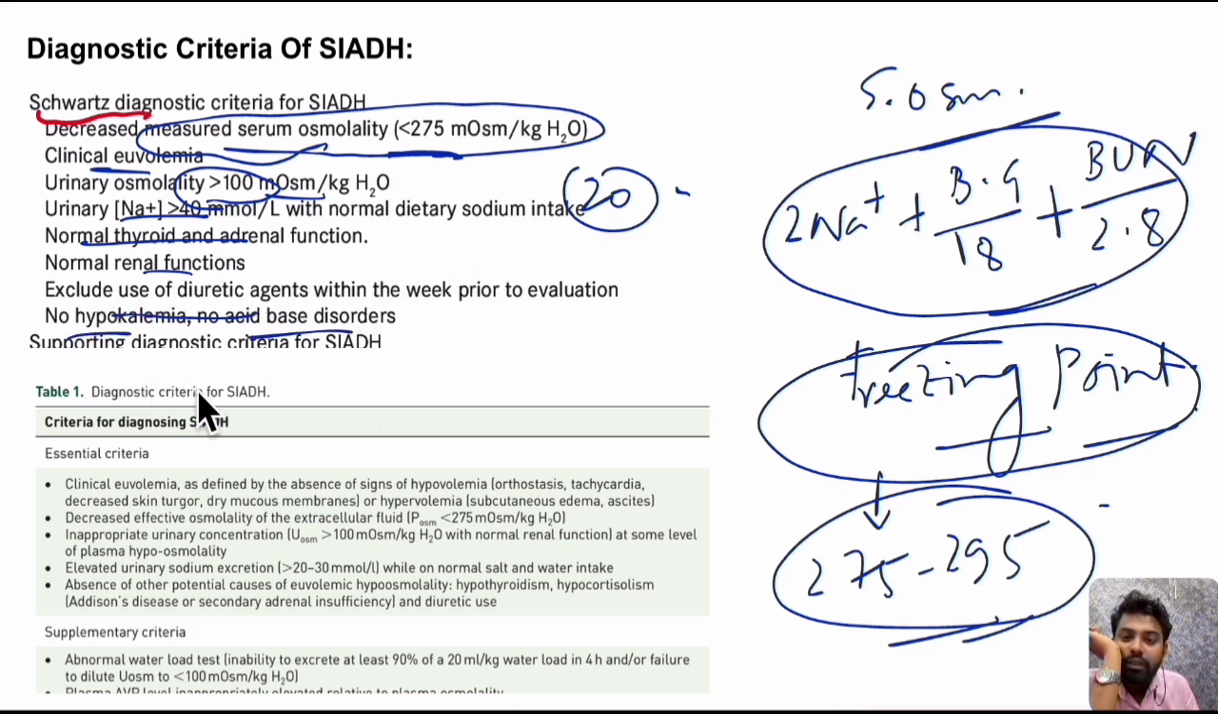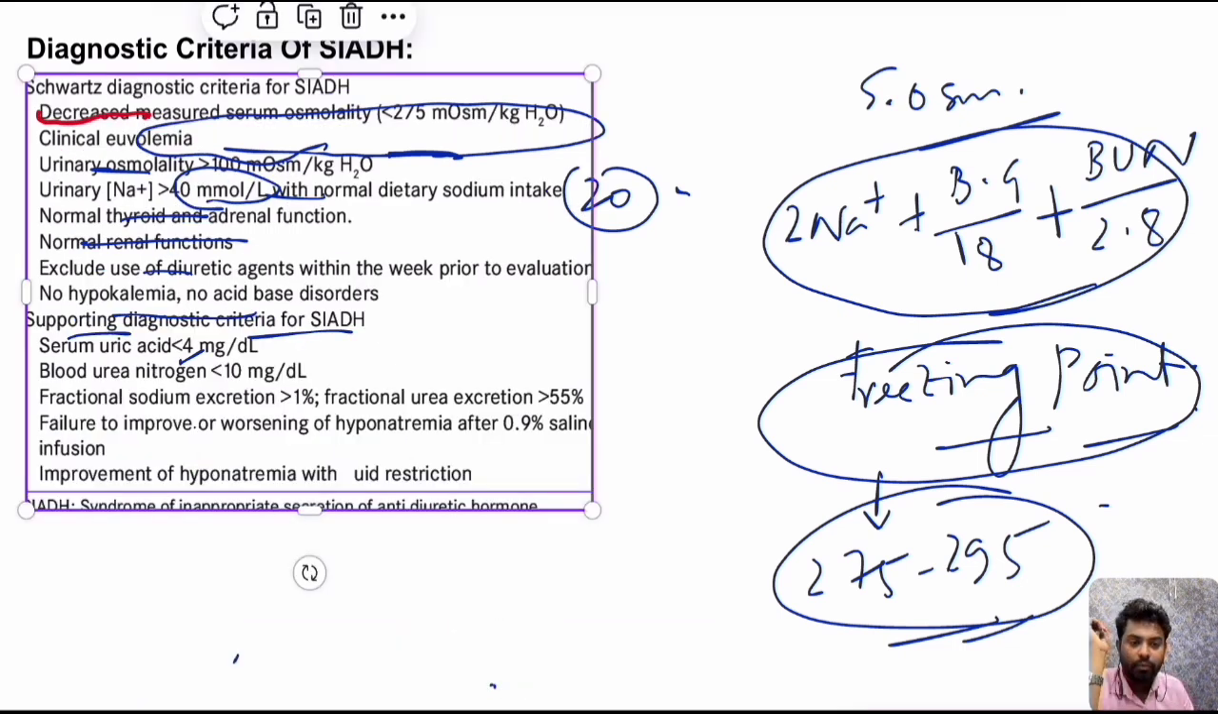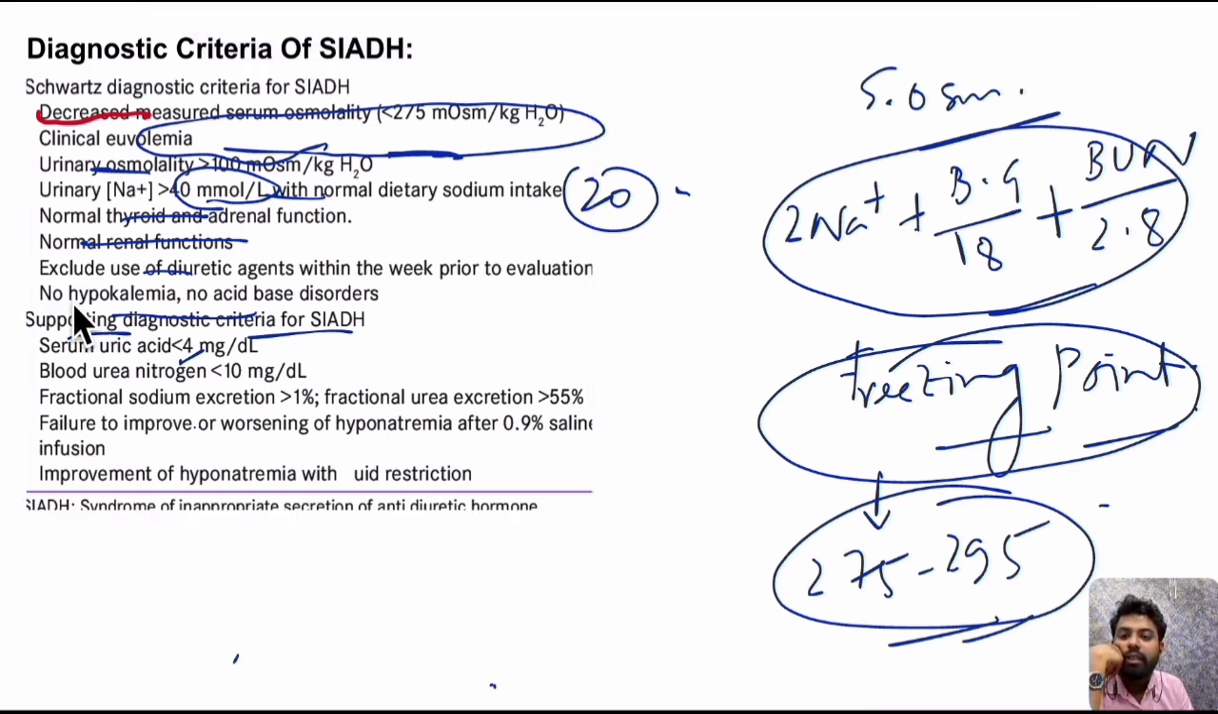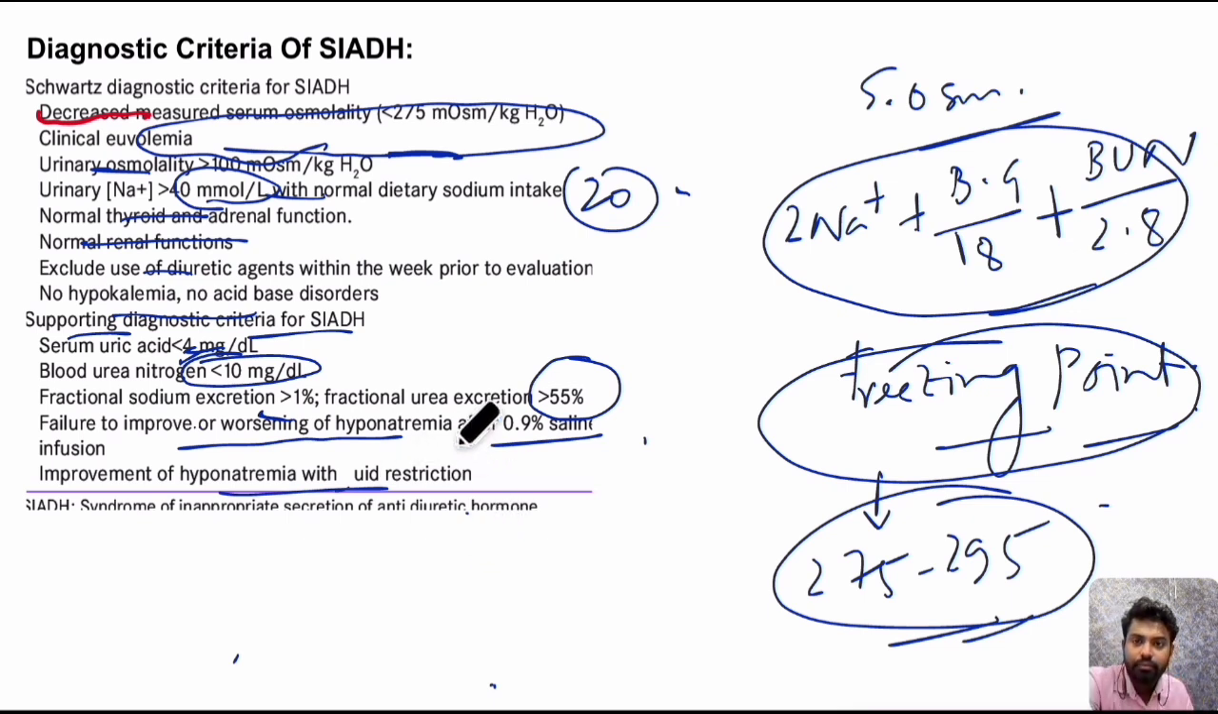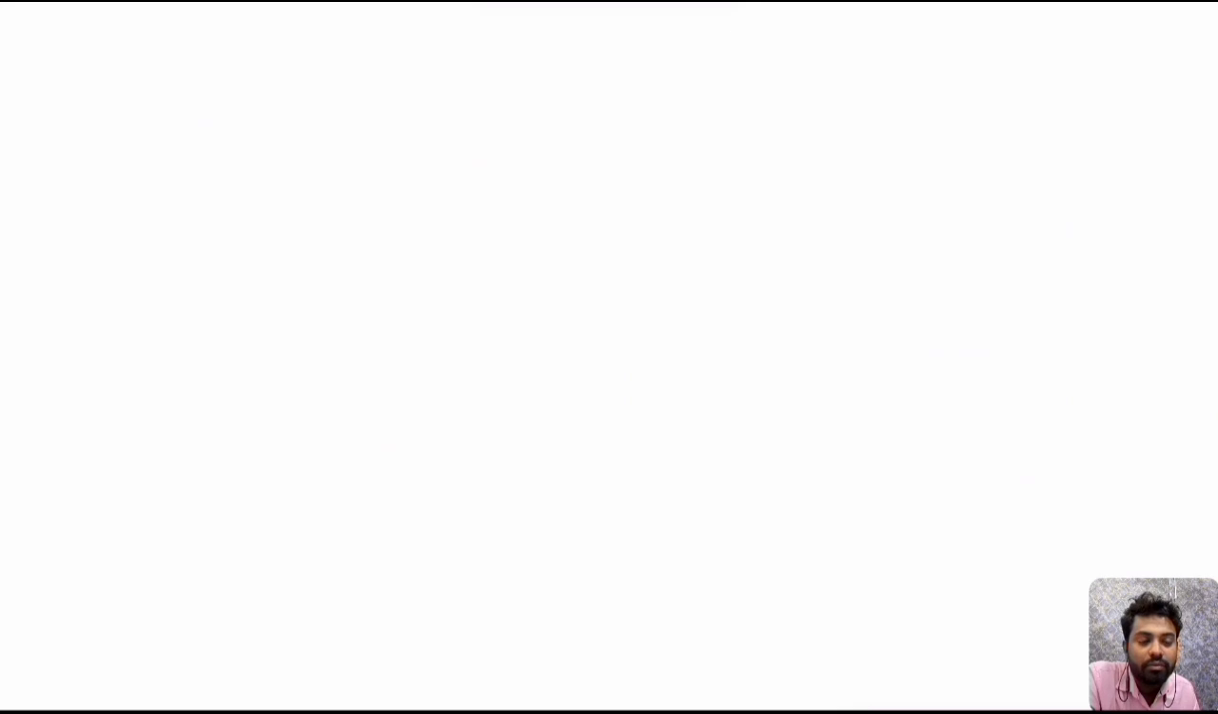That means supporting diagnostic criteria: abnormal water load test, and so on. Plasma ADH level is not measured that much. And supporting diagnostic criteria like low uric acid, and blood urea nitrogen less than 10. FeNa, fractional sodium excretion more than 1%, fractional urea excretion more than 55%. Failure to improve or worsening of hyponatremia after 0.9% saline infusion, improvement of hyponatremia with water restriction. Okay, so these are the SWORD diagnostic criteria. This is important, and there is one test, abnormal saline loading test, that is not done that much.